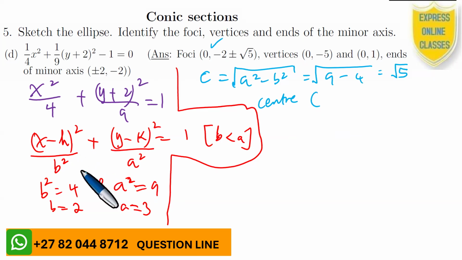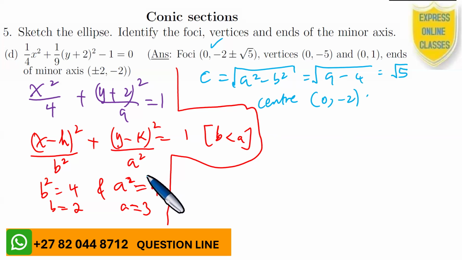What is the center? The center of the ellipse is going to be, x goes with 0, and y goes with -2. This becomes the center. But now, is this enough? No, this is not enough. Where is the major axis here? Where is the major axis?